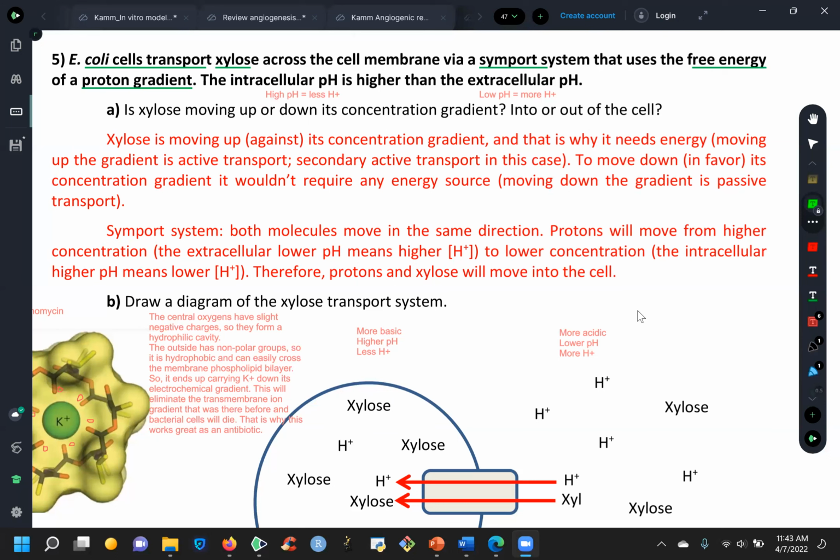So now, there's a proton gradient. What does this mean and which direction is the proton going to go? This way. And because this is symport, what does that tell us about the direction of xylose? Great.